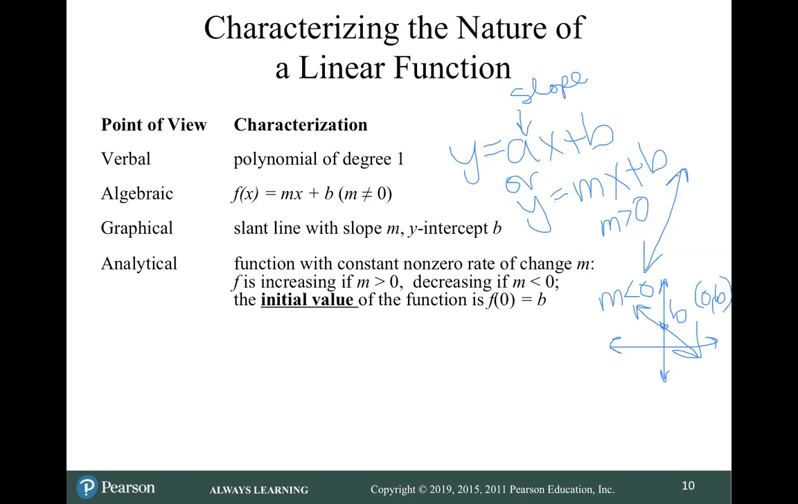And we can call our initial value just another way of saying the y-intercept. That is a vocabulary term that your book and therefore Math Excel will use throughout the year. So initial value is just another name for the y-intercept.